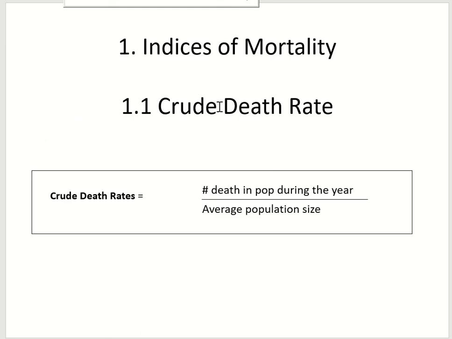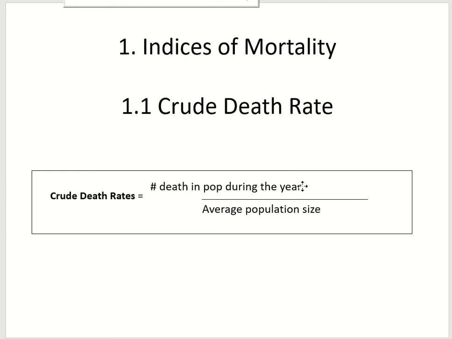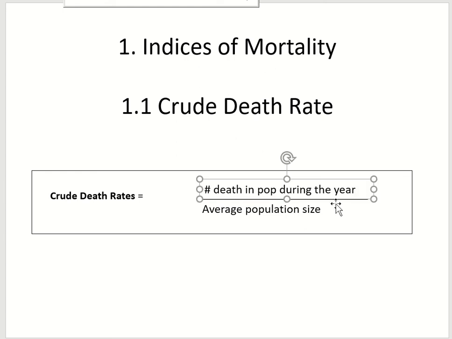So the first thing we're going to look at in mortality is the crude death rate, and as the name indicates, it's crude, meaning that you're not looking at anything specific, you're just looking at death in general. By definition, this is the number of deaths in a population during a year over the average size of the population. So you're just counting all those that died in a certain population in a certain period of time, and you divide that by the average population size. And this is called the crude death rate.